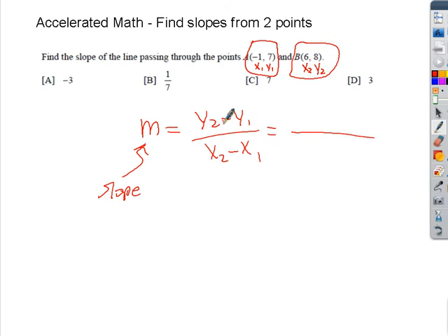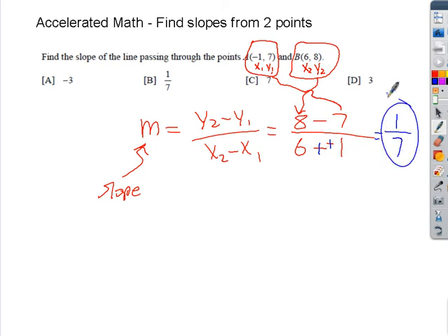So y sub 2 is 8 minus, that's the formula, minus y sub 1, which is 7. And then x sub 2 is 6 minus, and x sub 1 you'll notice is -1. You've got to really watch out with that little minus and negative stuff. Here we know that minus a negative is the same thing as plus a positive. So when you subtract a negative, it's the same thing as adding its inverse, the positive. Then we can finish it out. 8 minus 7 is 1, and 6 plus 1 is 7. There's that 1/7 that we saw a second ago on the slope.